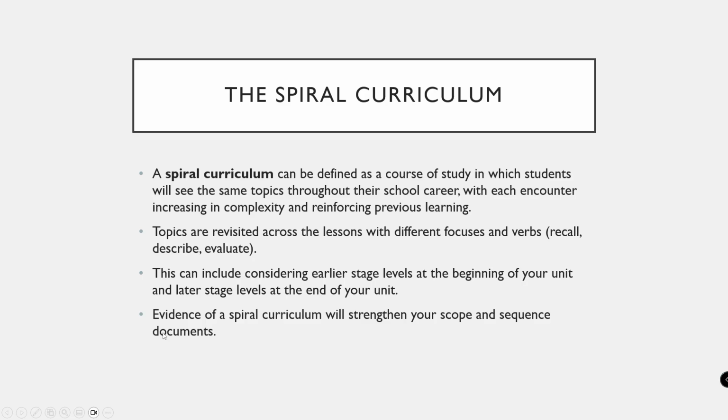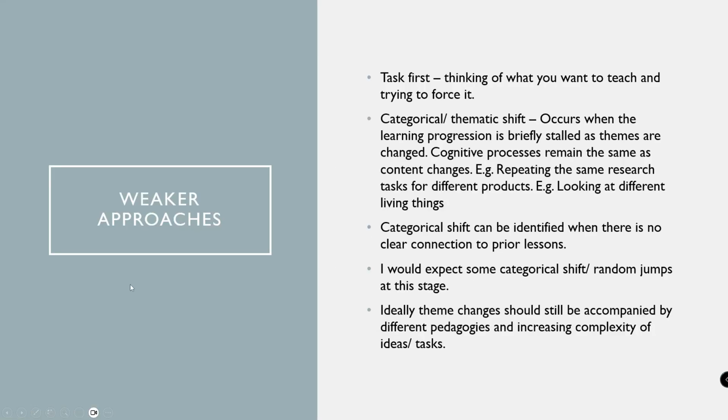If you put in evidence of a spiral curriculum, it will strengthen your scope and sequence. If we see stuff like, these data that they collected in lesson 1, we're going to bring them back and we're going to put them on a Venn diagram and that sort of stuff. If it is explicit, that starts to strengthen the quality of a group component and probably individual lessons as well. There are weaker approaches.